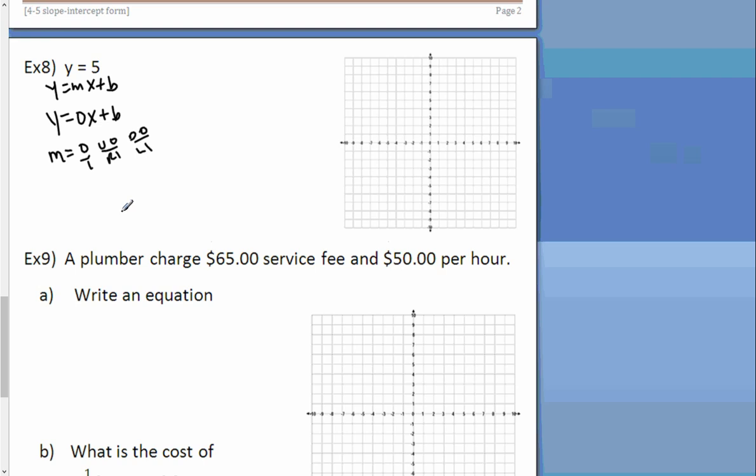Yeah? And my y-intercept has to be, sorry, that's 0x plus 5, isn't it? So change that to a 5. So my y-intercept has to be 0, comma 5. Got it?